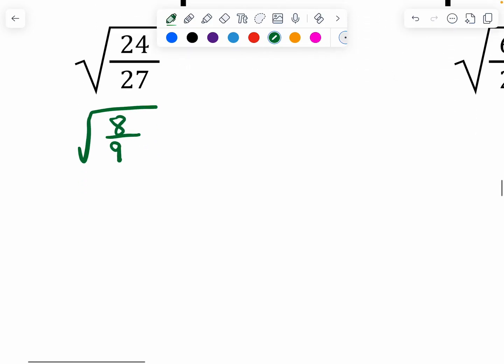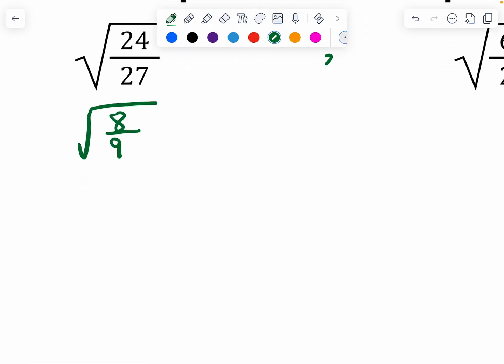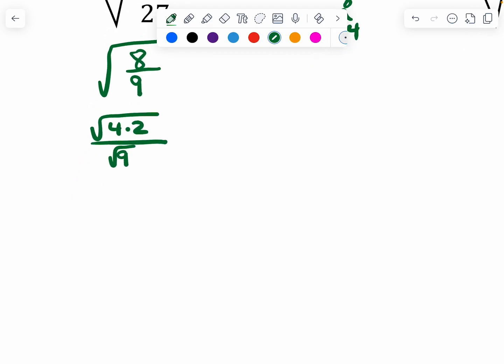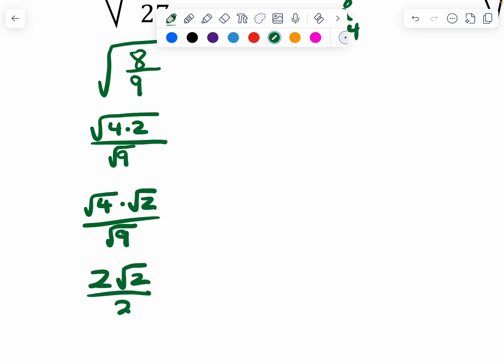Okay, so I'm going to do it off to the side. 8 is 2 times 4. And on bottom, the square root of 9 is 3 times 3. So if I do this, I get on the top the square root of 4 times the square root of 2 over the square root of 9. So 2 radical 2 over 3.